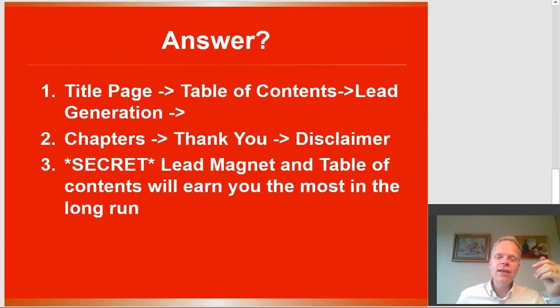And then the next thing that you're going to have is going to be your table of contents. And the table of contents is incredibly important because it's going to tell your readers what they can expect with your book as they're going along. So that's a very important point that you're going to want to have there as well.